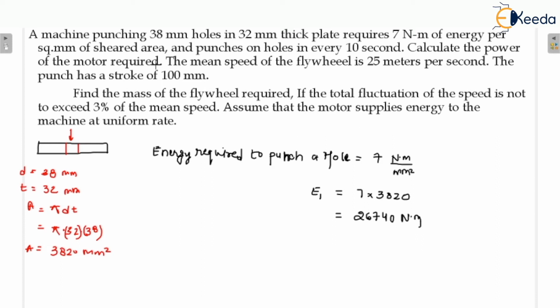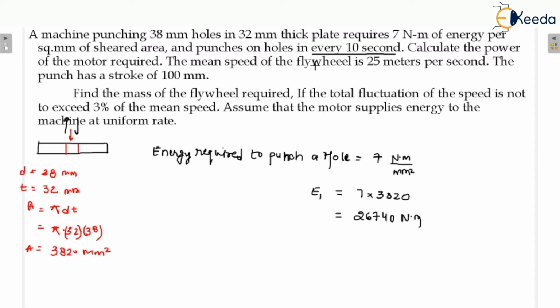Now also the time required to punch a hole is 10 seconds. What is it saying in the question? Punches holes in every 10 seconds. That means in every 10 seconds one hole is going to be punched. Okay, so this is basically the cycle time. You can see here, this is the plate here. The punch will move in the downward direction and move again in the upward direction. So this is basically the punching time. This is not a punching time. Basically it is saying that it punches holes in every 10 seconds.